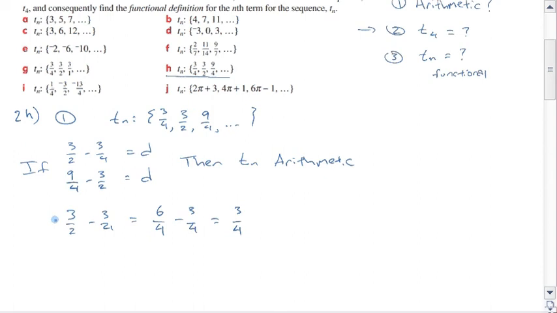Now, in that second condition, 9/4 minus 3/2, let's work out what this is. Well, again, I can take 3/2 and say that that's 6/4. So 9/4 minus 6/4. Well, what's that? 9 minus 6 is 3. So that's going to be 3/4. So indeed we found that 3/4 is equal to 3/4.